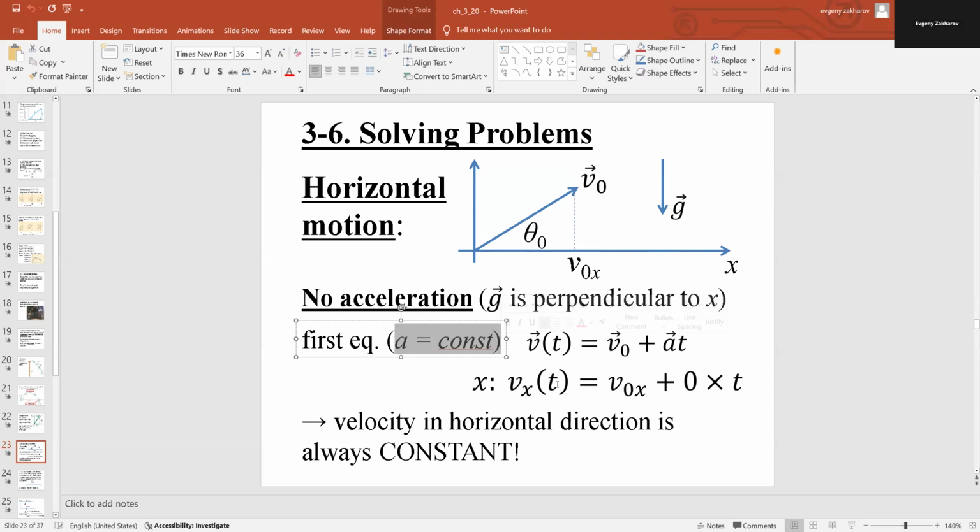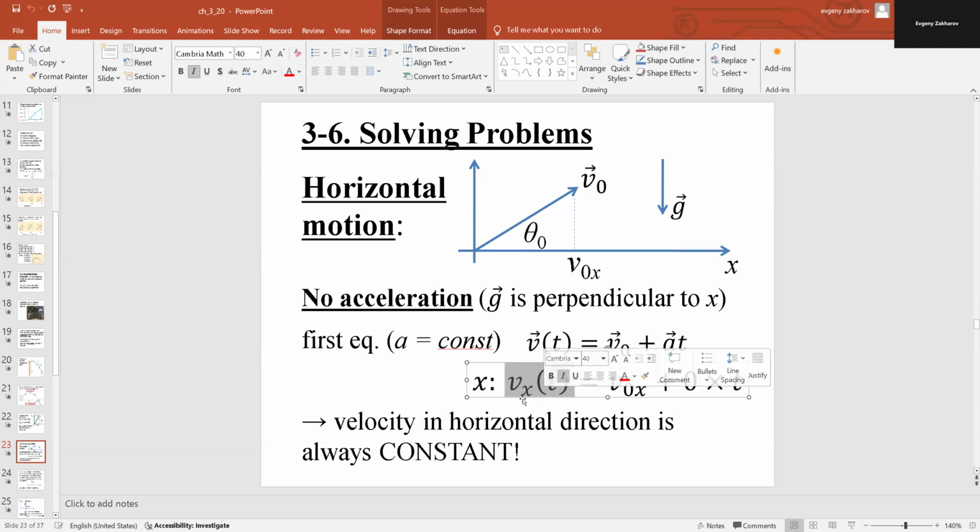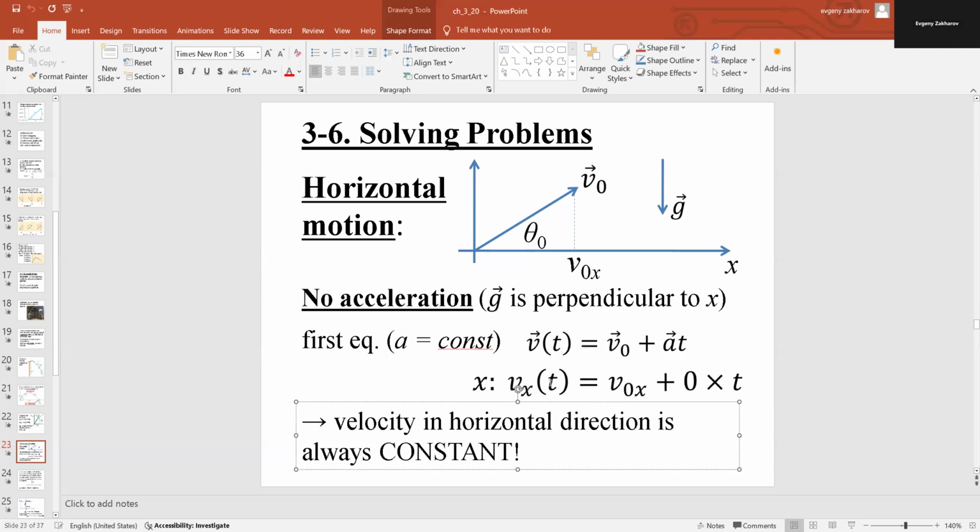So if it's constant, we can use our set of 2 kinematics equations. And the first one is the velocity equation. Let's do it for the x-axis, for the x component. So my x component of the velocity at a certain moment of time, t, is proportional to the initial velocity x component, which is right here, plus the acceleration times the time.